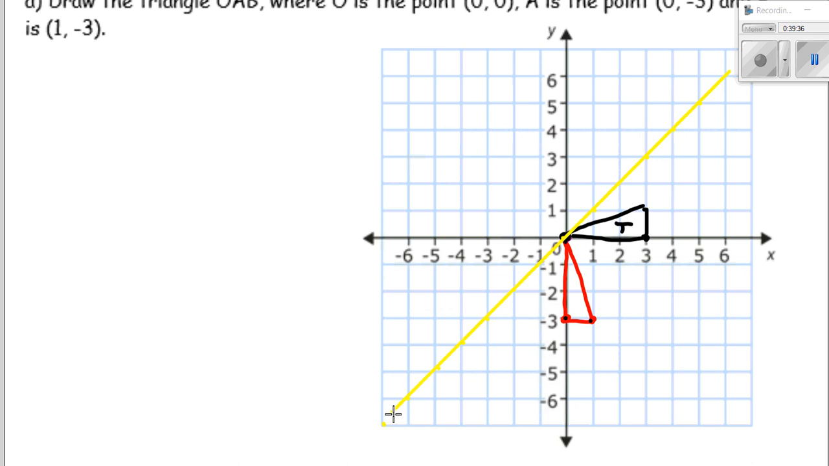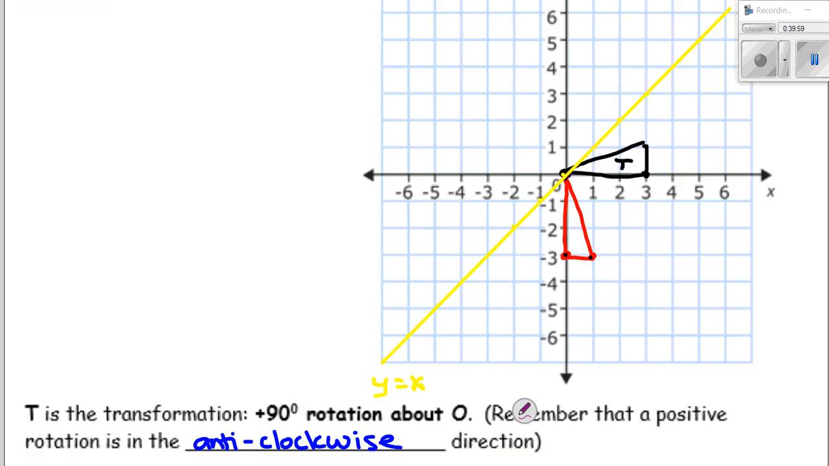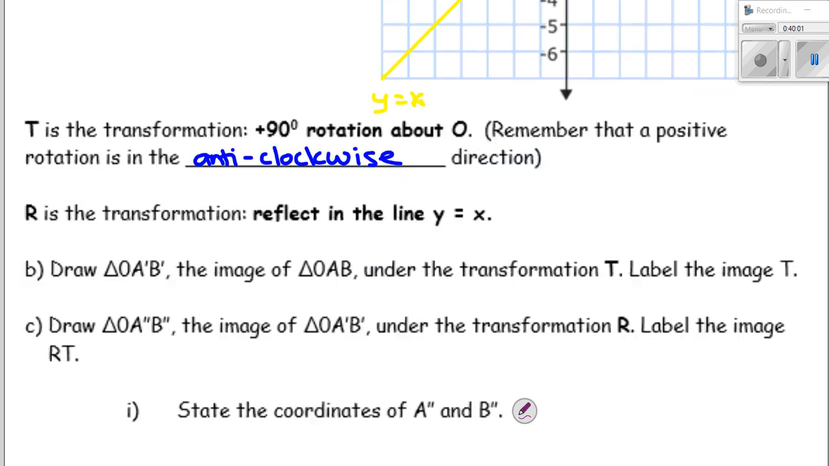I should do stuff with the laptop now instead, because the board's a bit unreliable. I like to label my little lines just to remind myself what's going on. This yellow line was just y equals x, so it's going to help me to do my transformation. The transformation we've been asked to do, I'm going to use purple, because this is going to be our final image. We've just been asked to do R.